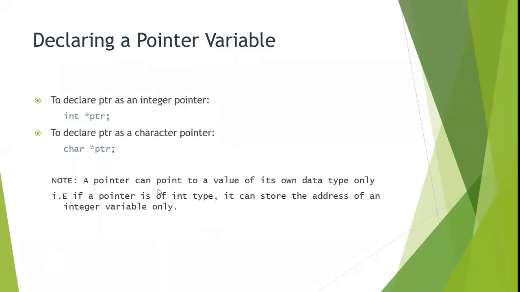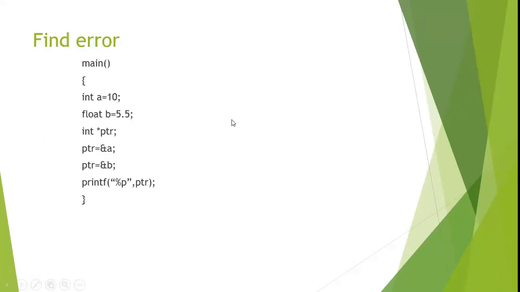Okay. Next is a pointer can point to a value of its own data type only. Right? That is, if a pointer is of integer type, it can store the address of an integer variable only. Again, if I'm creating a pointer of character type, it cannot store the address of an integer variable. A pointer that has to store the address of an integer variable should be an integer type pointer. Can anybody find the error over here?